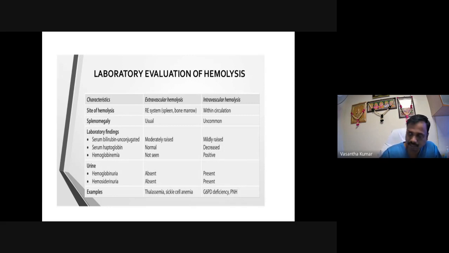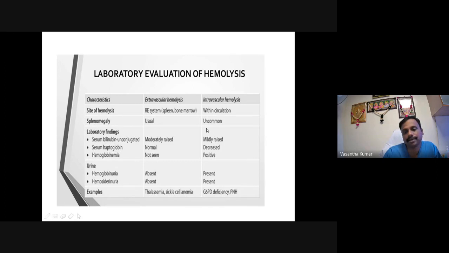Only in obstruction of the biliary tract will conjugated bilirubin increase. Whereas in hemolysis, the unconjugated bilirubin level will increase. That means the body cannot conjugate the excess unconjugated bilirubin. So that is the reason for increased unconjugated bilirubin in hemolytic anemia.